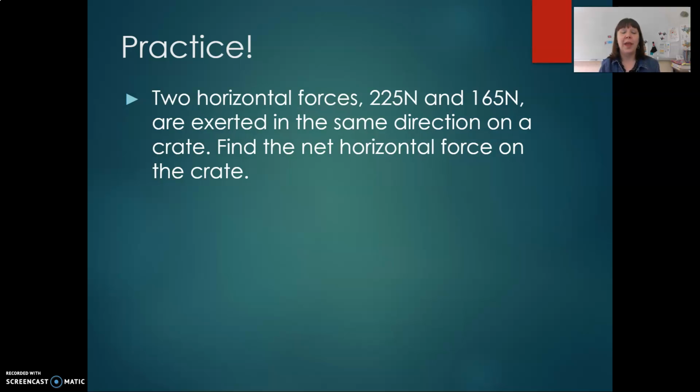So let's practice real quick. If we've got two forces horizontally applied, 225 newtons and 165 newtons, they're going the same direction. We're pushing a crate across a warehouse floor. What's the horizontal force on that crate?